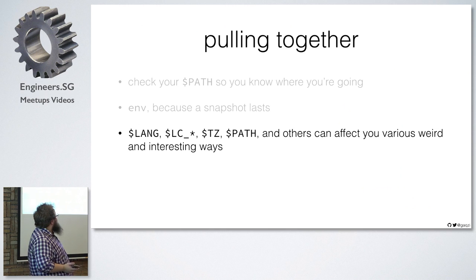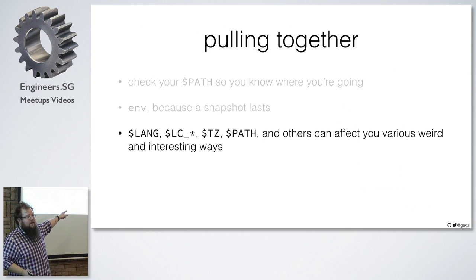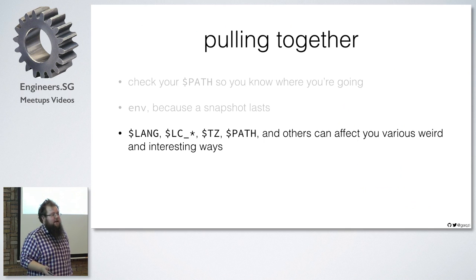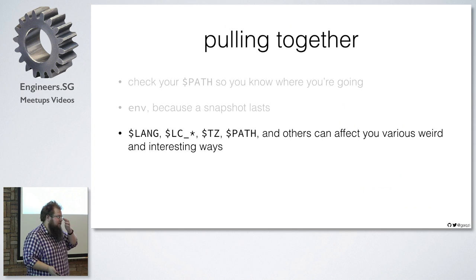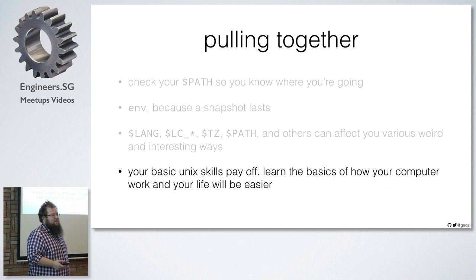There are a bunch of environment variables that change drastically the way your program behaves. TZ, for instance, sets the time zone. If you have a server that's configured to run in London, or UTC as it's called, and you need to output a timestamp that is in Singapore time, you can set TZ to be either GMT plus 8 or Asia slash Singapore, and it will know how to output midnight here. This is one of the few reasons I ended up writing a Perl script and a Solaris box script, because I was the only one that listened to it. And your basic Unix skills pay off, so learn some Unix, it's all good.